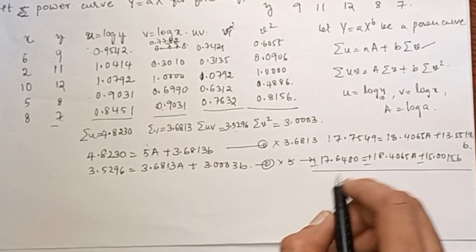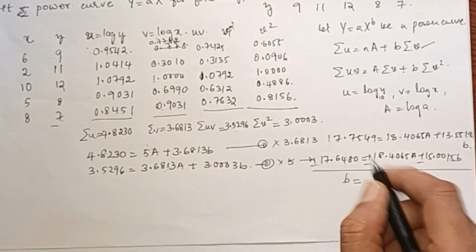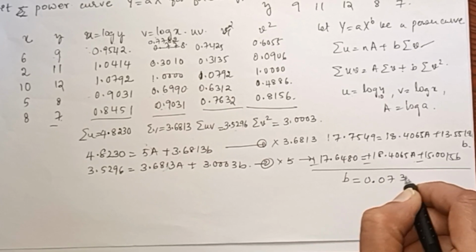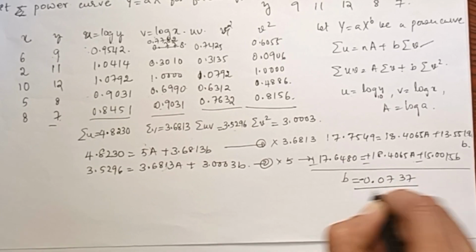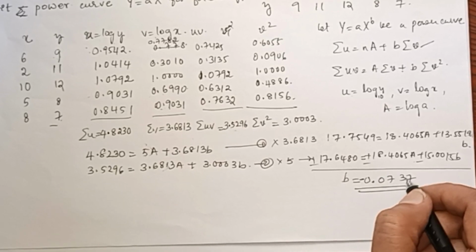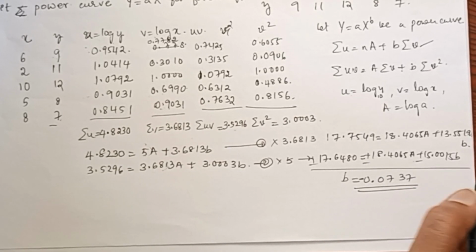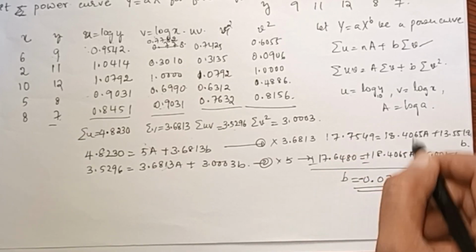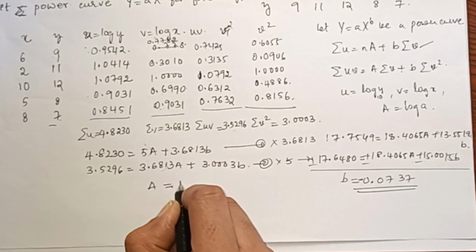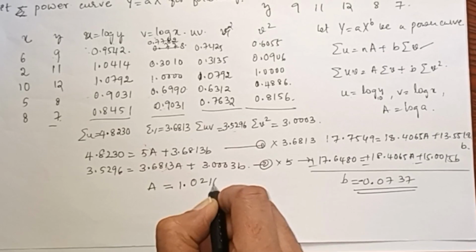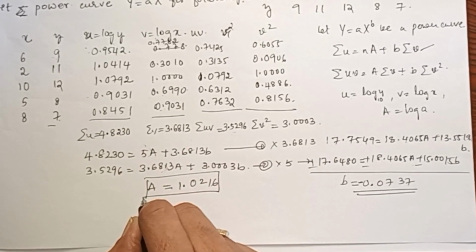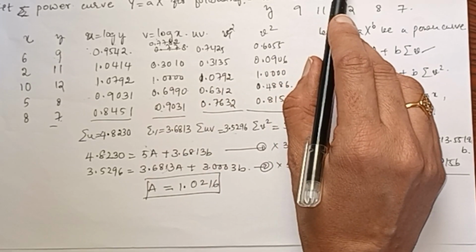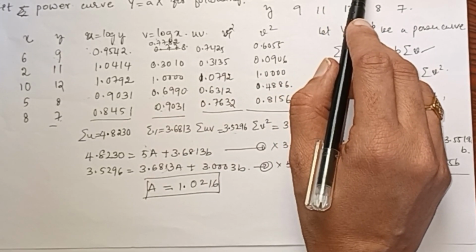Simplify, and you will get b as 0.0737 with a minus sign. So b is minus 0.0737. Once you obtain the value of b, substitute it in any of the equations to get the value of A. A comes out to 1.0216. You check with that. Then what is this A? Log of a to the base 10.